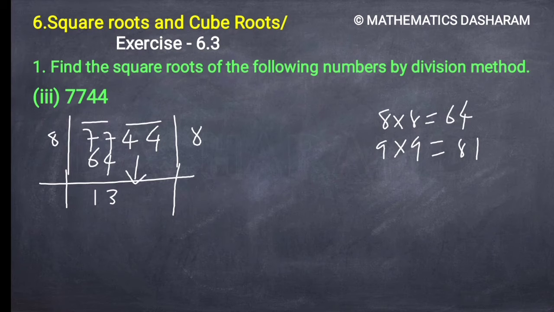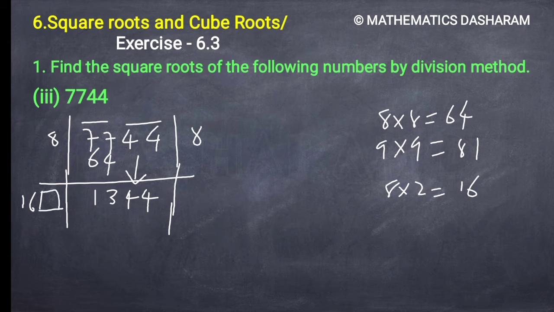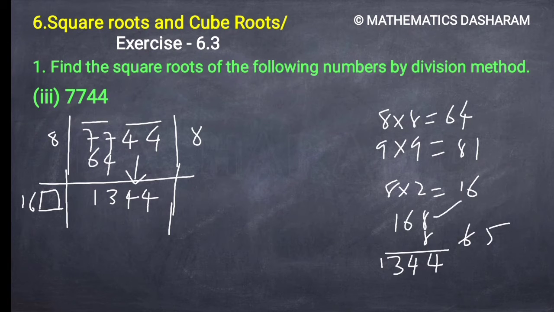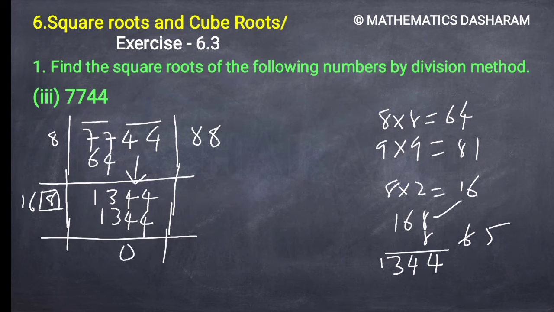Bring down the next pair, that is 44. So total 1344. Next do twice of the quotient, so 8 into 2 is 16. Now beside 16 we need to take one digit, a suitable digit. So the suitable digit is 8. So 168 into 8 equals 1344. Then the remainder is 0.